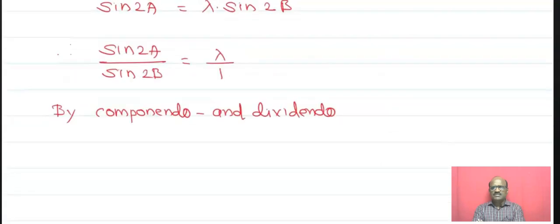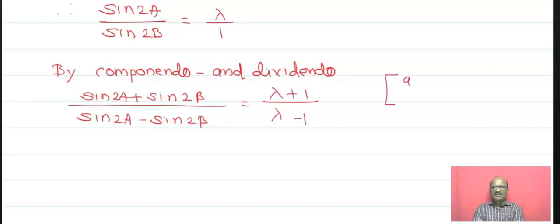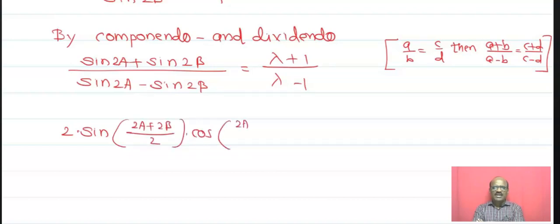Sin of 2a plus sin of 2b upon sin of 2a minus sin of 2b is equal to lambda plus 1 upon lambda minus 1. That is, if a upon b is equal to c upon d, then a plus b upon a minus b is equal to c plus d upon c minus d. Now here again we will apply the two formulas. Sin c plus sin d is 2 times sin of c plus d upon 2 and cos of c minus d upon 2. And to the denominator.